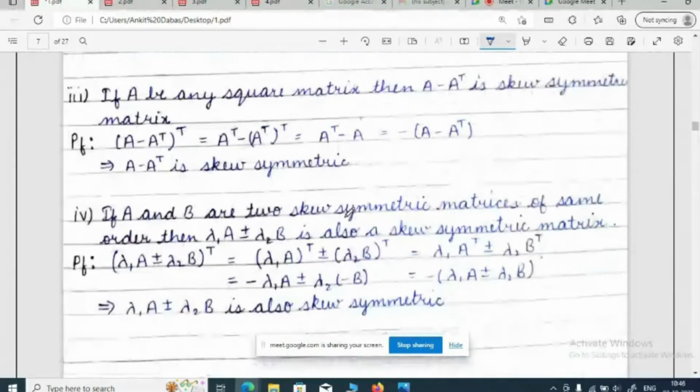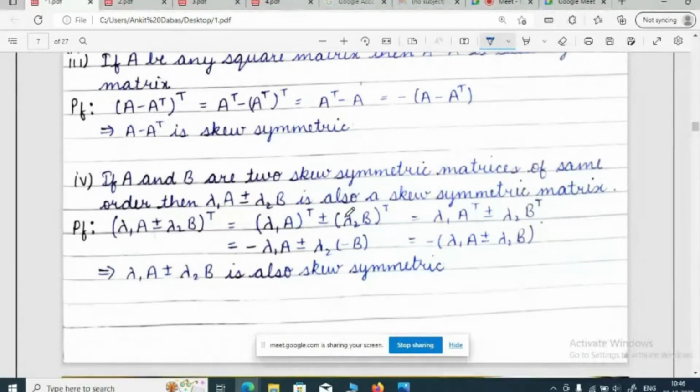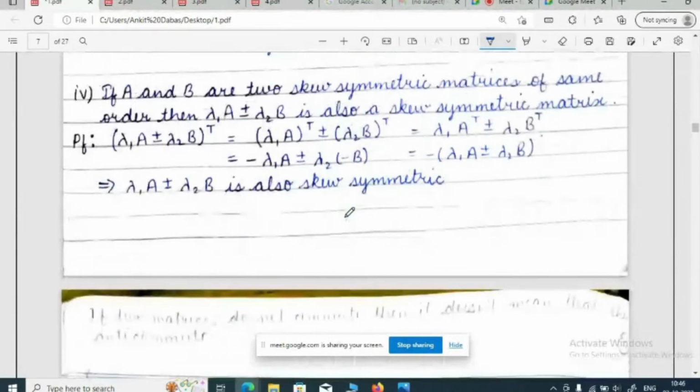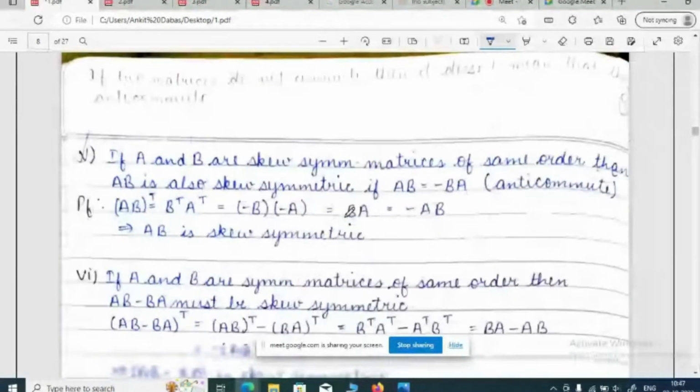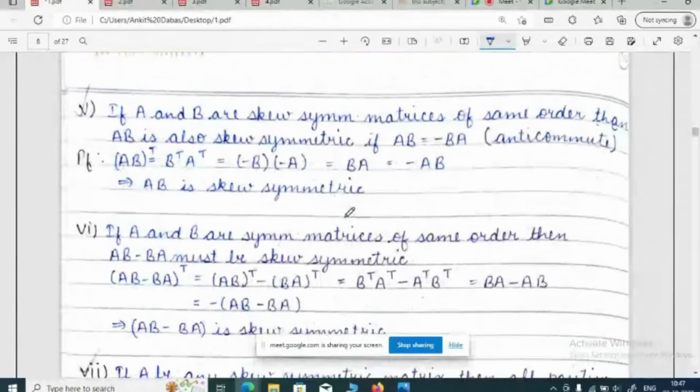If A is a square matrix, then A minus A transpose is skew-symmetric. And this is similar to the earlier case, that the linear combination will always be skew symmetric if the matrices A and B are skew symmetric. If A and B are skew symmetric matrices of same order, then AB is also skew symmetric if AB is equal to minus BA. Remember, in the case of symmetric matrices, it was AB is equal to BA.